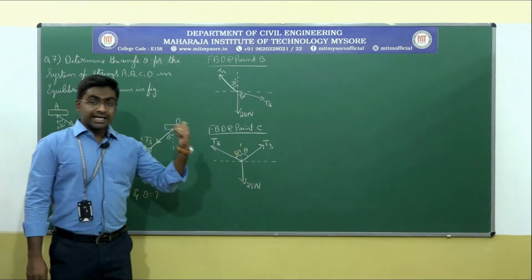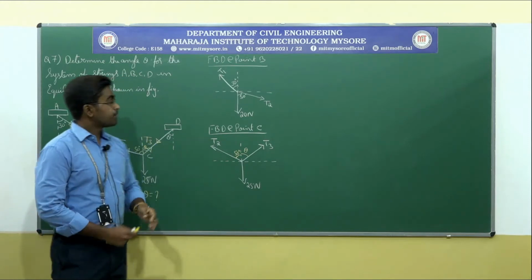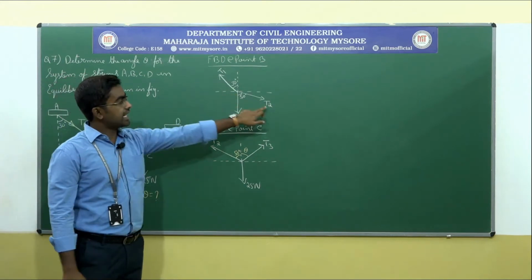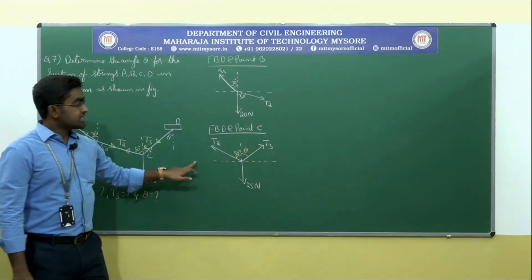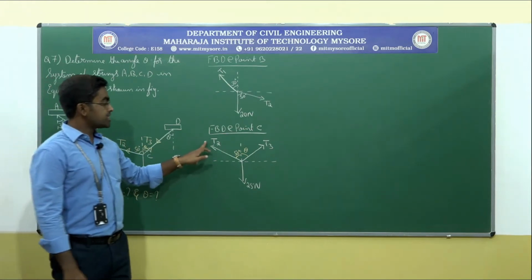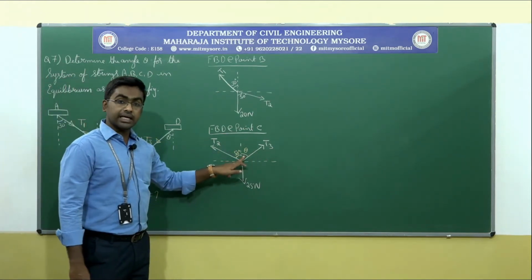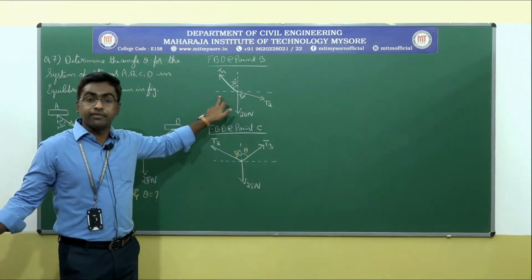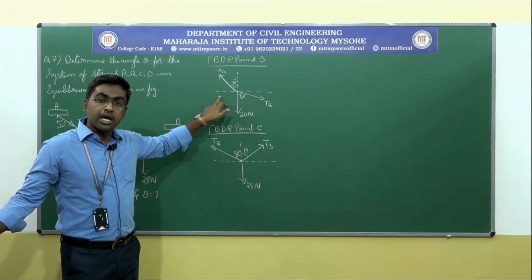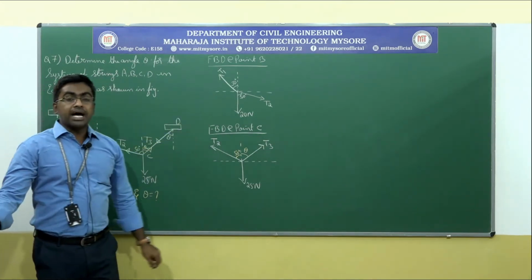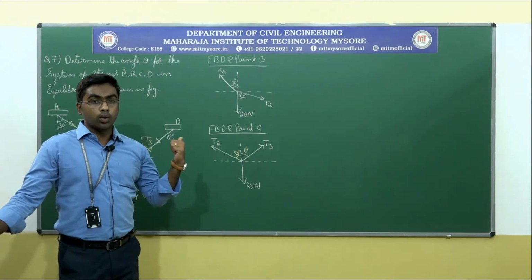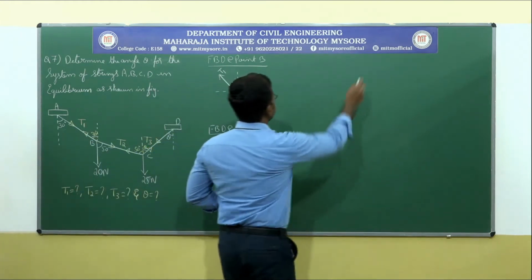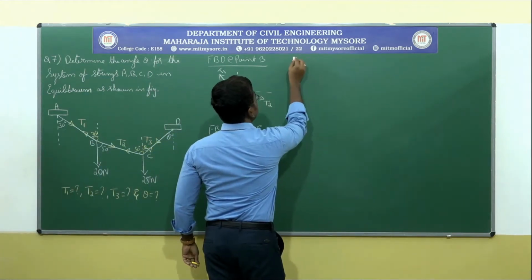Now let us apply the condition in order to find out the unknowns. In this free body diagram, there are two unknowns, one is T1 and another one is T2. In this free body diagram, there are three unknowns, one is T2, T3 and angle theta. That means now I need to apply the condition for this free body diagram first in order to get the two unknowns. For this free body diagram, I can apply Lami's theorem because there are only three concurrent forces, right? First let us apply Lami's theorem for the free body diagram at the point B.